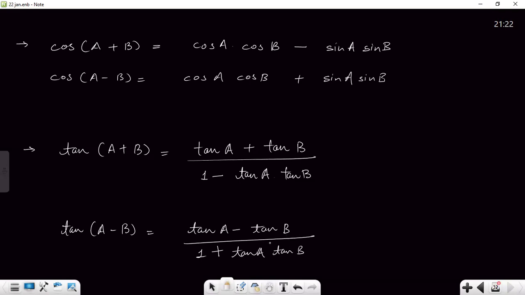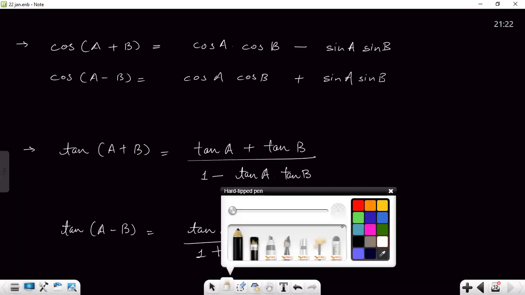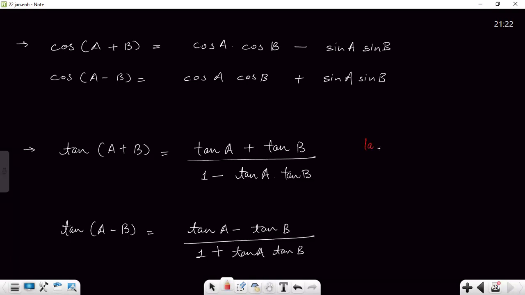Now let's take an example. Let's try to find out the tan 15 value, which we know is 2 minus root 3 as we have crammed it, but let's try to find it out using this formula. So let me do it in red pen. Tan of 15 can be written as 45 minus 30. So it can be written as tan of 45 minus tan of 30 on 1 plus tan 45 into tan 30. What is the value of tan 45? What is the value of tan 30?